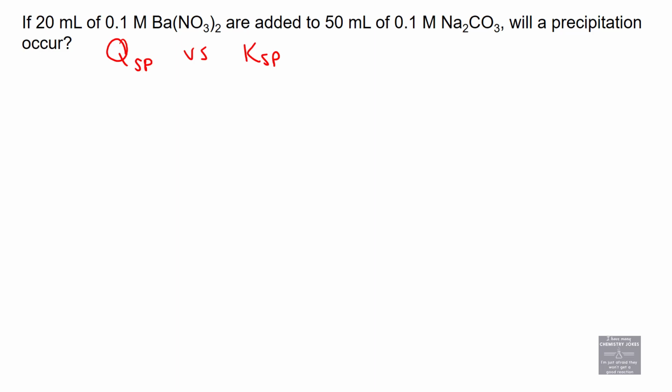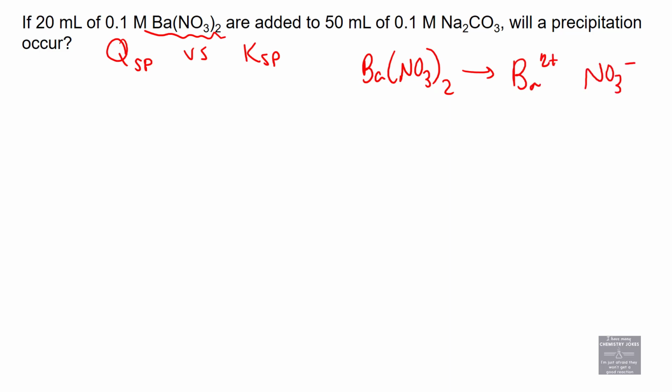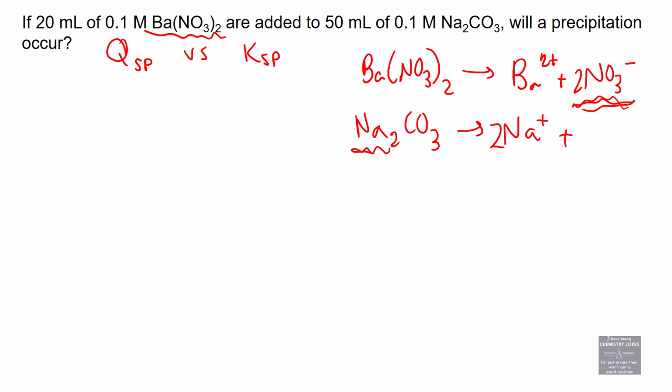I guess I should first point out that when barium nitrate is dissolved into solution, is it soluble or insoluble? Soluble, so it splits completely into a Ba2+ and two NO3 minuses. All nitrates are soluble. There are no exceptions to nitrate solubility. Sodium carbonate is also a soluble compound. Sodium is an alkali metal, and all alkali metals are soluble. There are no exceptions to the alkali metal solubilities. So absolutely, things will dissociate like so. All alkali metals are soluble, all nitrates are soluble.